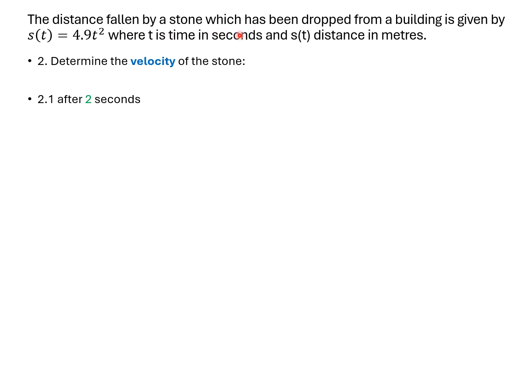The distance fallen by a stone which has been dropped from a building is given by s(t) = 4.9t², where t is the time in seconds and s(t) is the distance in meters. Determine the velocity of the stone after 2 seconds.